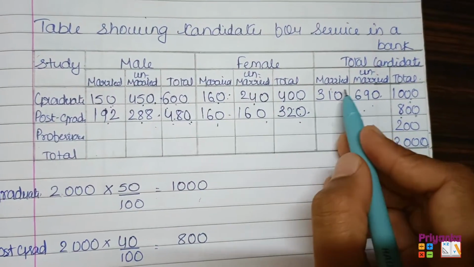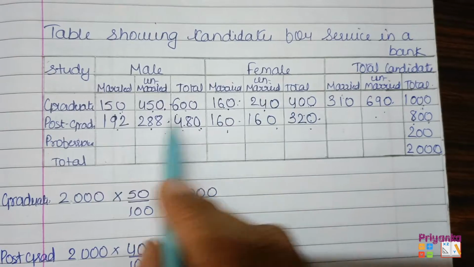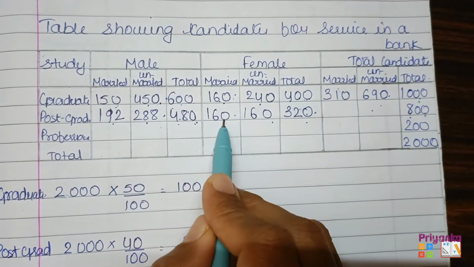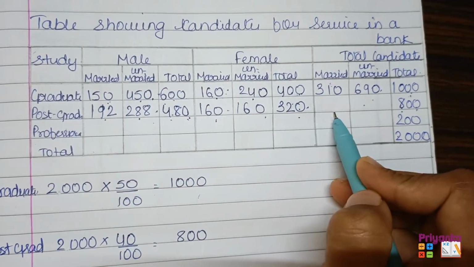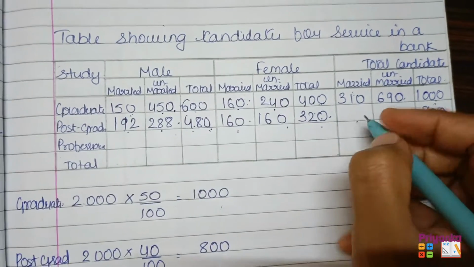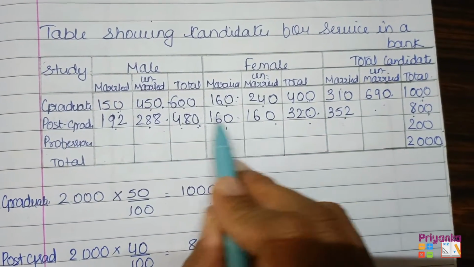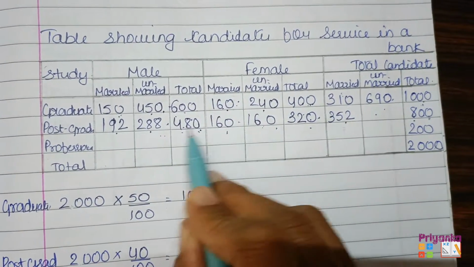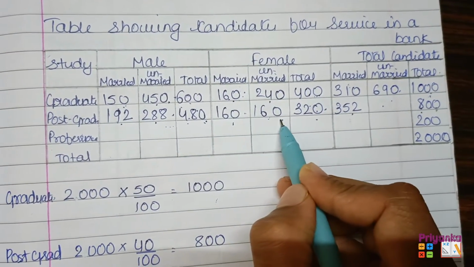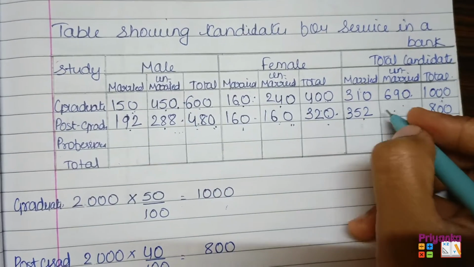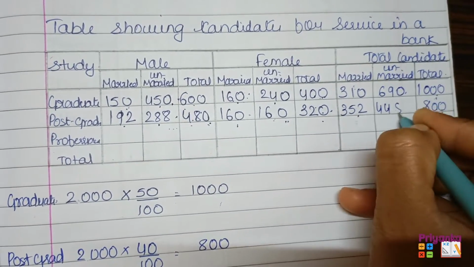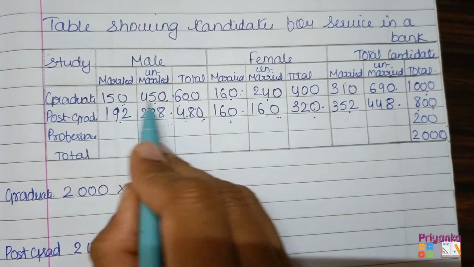Now here we get the total number of male and female. Just add 192 with 160. We'll get the total married candidates, that is 372. Next, unmarried, total number of male and female, that is 288 plus 160, we will get 448. So here we complete the information of graduate and postgraduate.